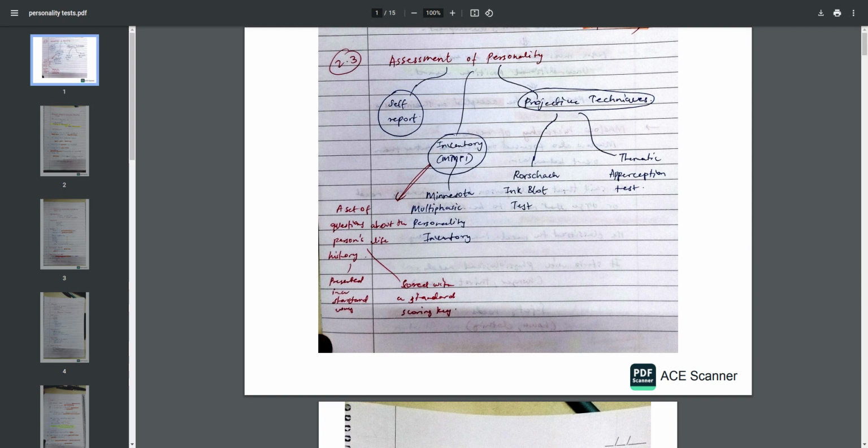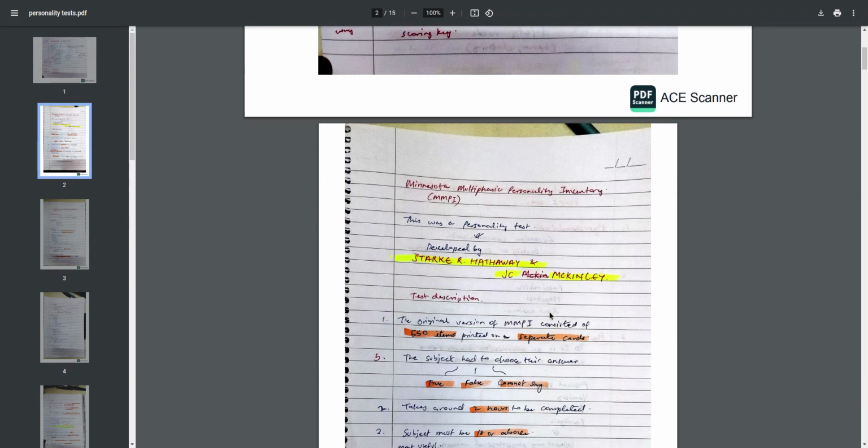Okay, so there are two types of projective techniques. The Rorschach ink blot test, it's pronounced as Rorschach. Then the thematic apperception test. Then there is also behavioral analysis. Sorry, I didn't mention that. There is behavioral analysis. Okay, moving on.